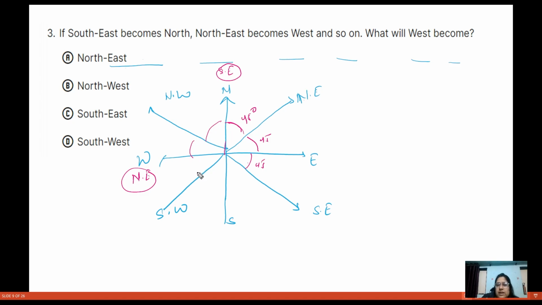So we have to rotate west how much? 45 degree. 45 degree from here, 45 degree from here, 45 degree from here. So west is now becoming what? Southeast. And southeast is there in our option. So our answer is southeast. I hope everyone understands this.